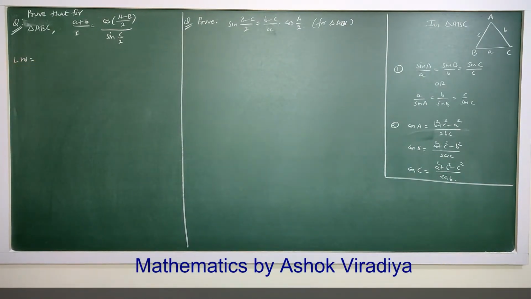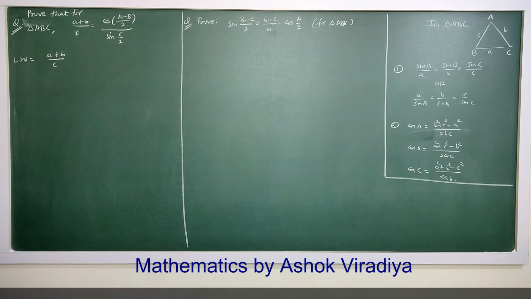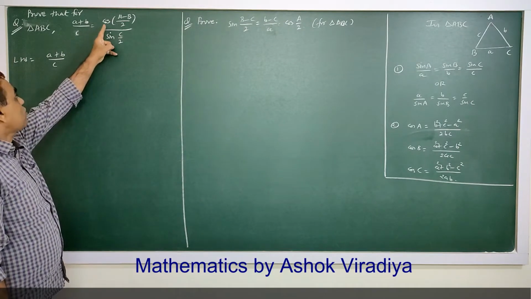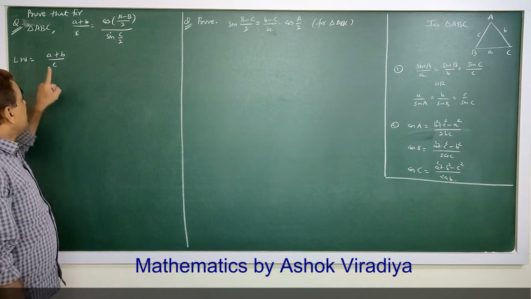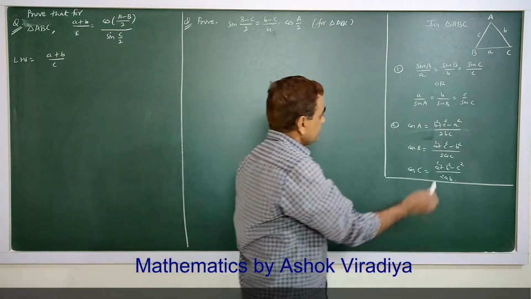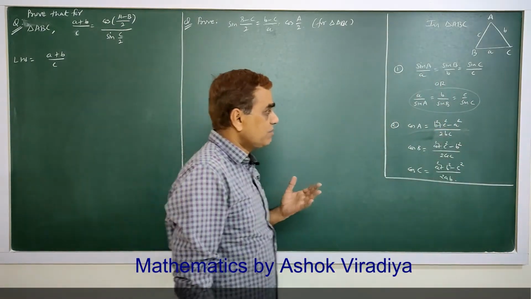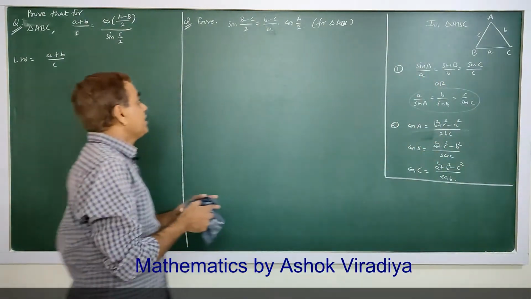So beginning from the left hand side, it is A plus B upon C. The RHS is cos of (A minus B) by 2 upon sine C by 2. Here I am using the sine rule. The sine rule in this form: A upon sine A equal to B upon sine B equal to C upon sine C.